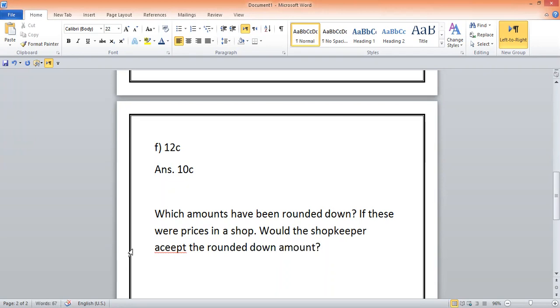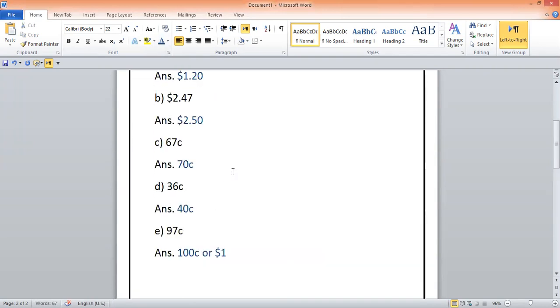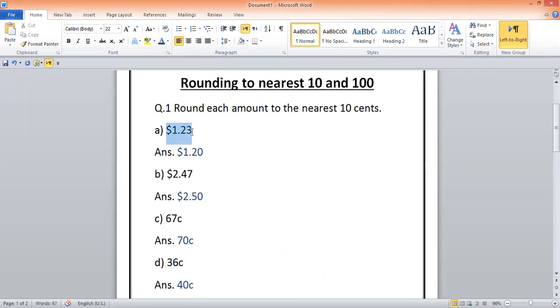So guys, this is very easy. Now what you have to check, first you have to check which amounts are rounded down. What does rounded down mean? Look, this is $1.23. Something costs $1.23, but when you round it to the nearest 10, it becomes less. It becomes $1.20. So suppose you are buying a biscuit that is $1.23, but you say I'm going to round it off. Don't take $1.23. Take $1.20. So will the shopkeeper accept it? Yes or no?